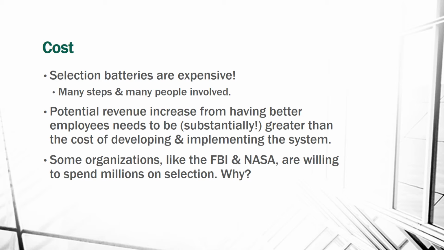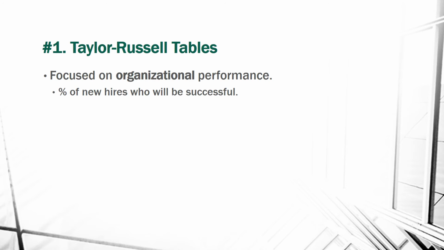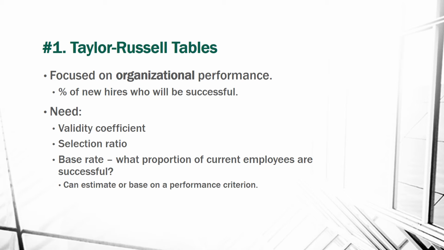I want to talk about three different ways we can combine these parameters to get some different pieces of information about the utility of our selection system. First of these is called the Taylor-Russell tables, developed, as you might expect, by a couple of researchers named Taylor and Russell in about the 1970s. They were concerned with helping an organization figure out what proportion of your new hires are going to be successful. That is, we know your current base rate. If you use this selection system instead, this is the base rate you can expect to have in the future. So it combines those three pieces of information, the validity coefficient, the selection ratio, and the base rate.